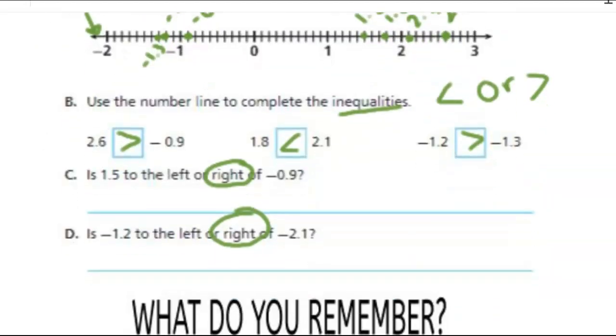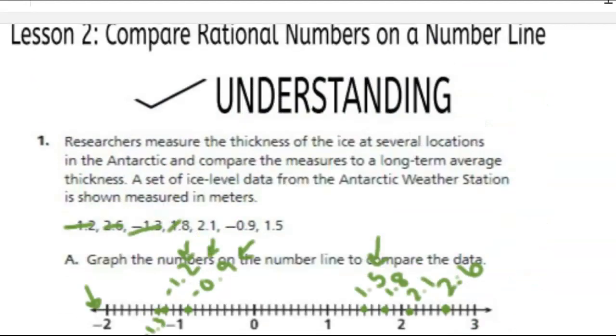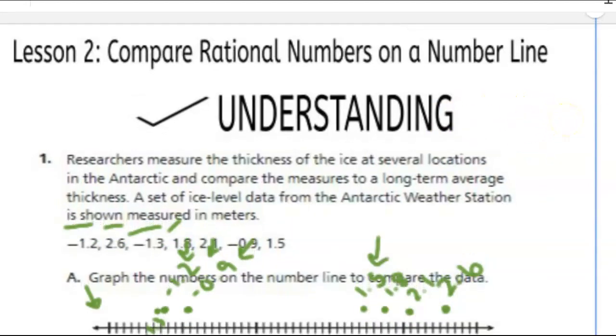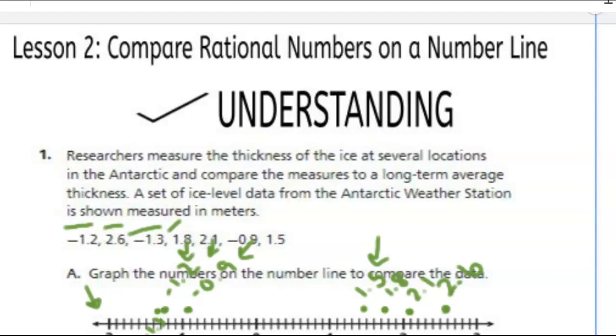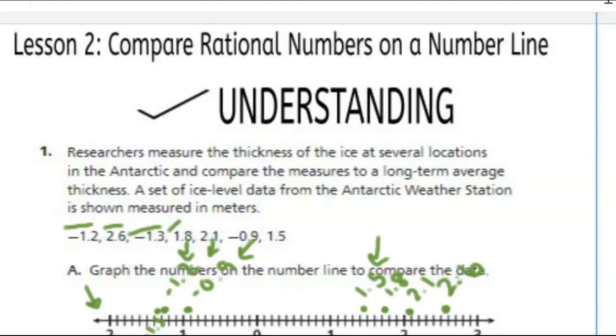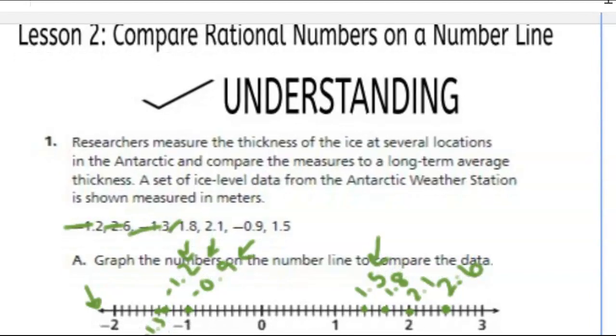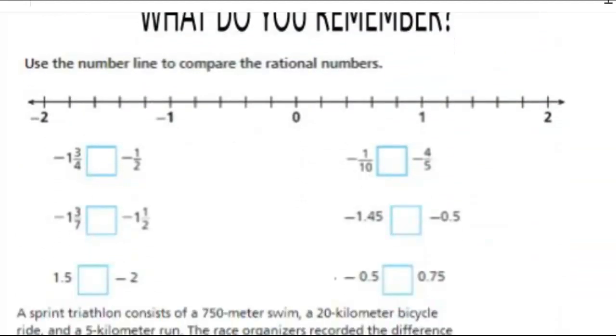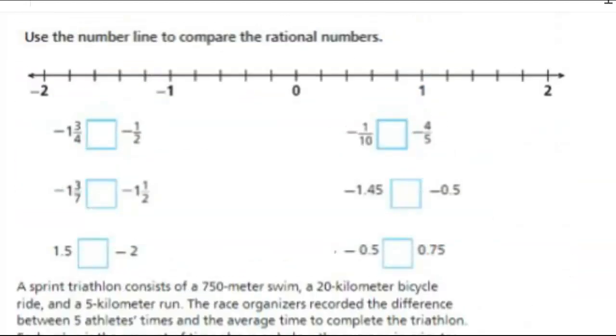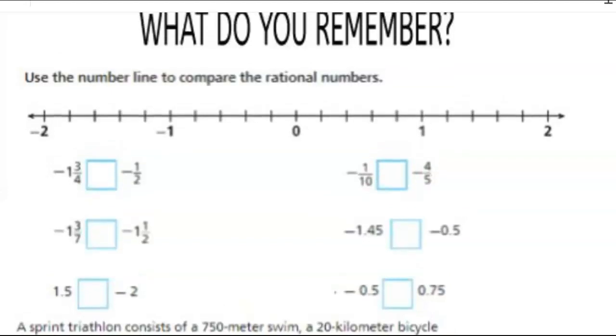Okay, this is What Do You Remember from Module 2, Lesson 2. And this is Lesson 2, compare rational numbers on a number line. In the last lesson, or the last video, we learned how to do this and we did check understanding. This lesson is more to see what you remember from those, with these problems right here.